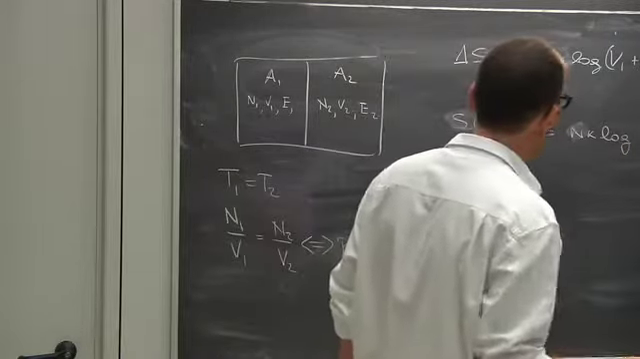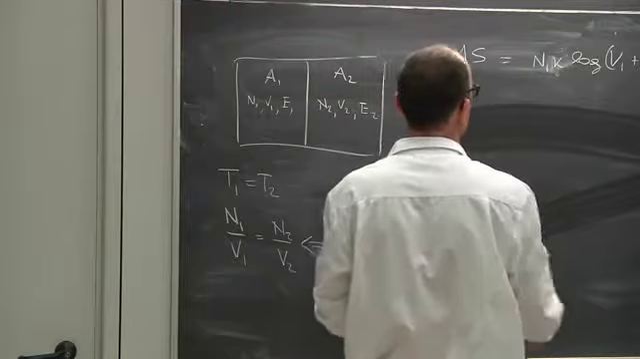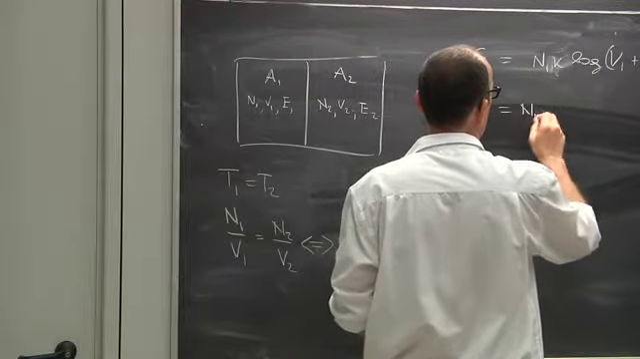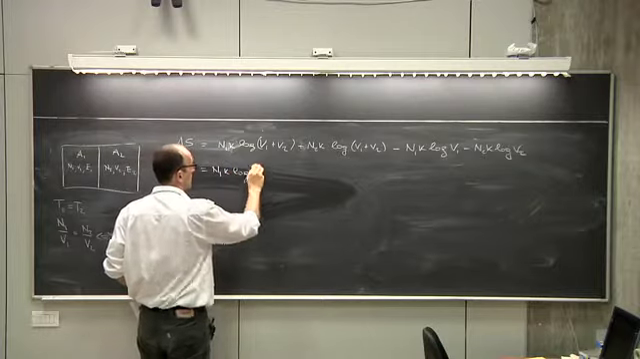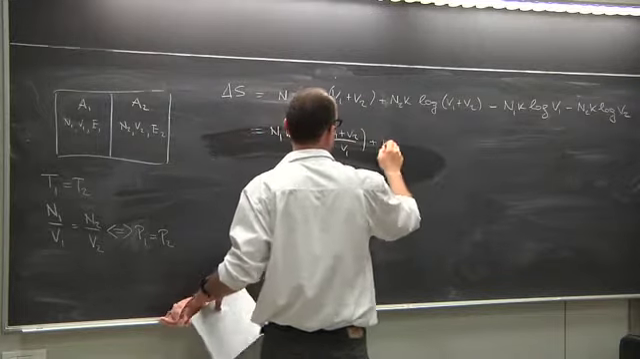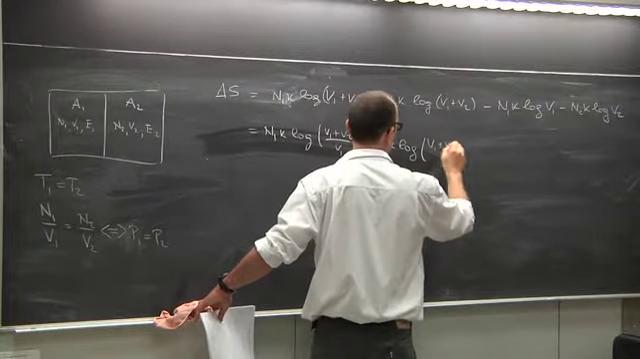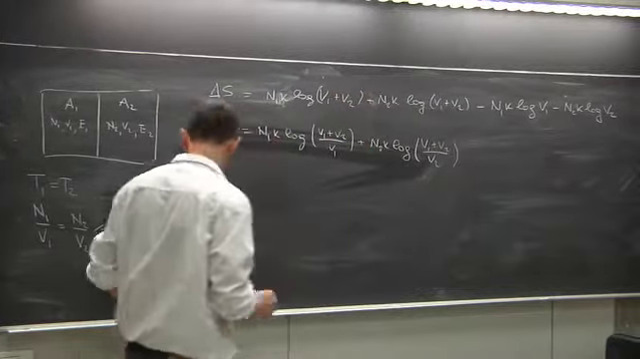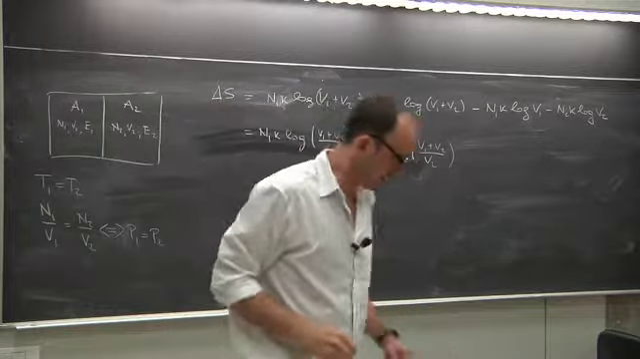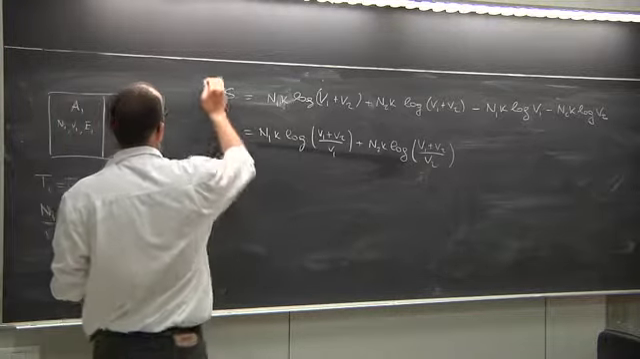So this is just N1 k log (V1 plus V2) divided by V1, plus N2 k log (V1 plus V2) divided by V2. Okay? Now, this is positive. Right? This is positive. This is the entropy, and this is called the entropy of mixing.